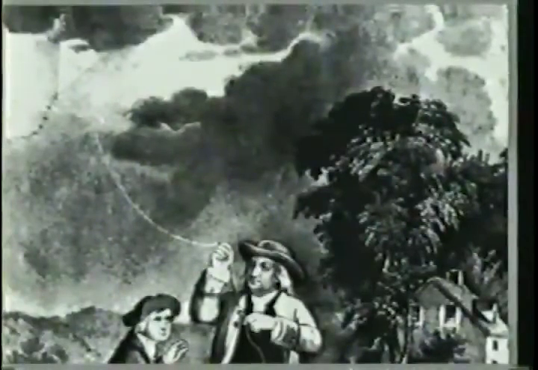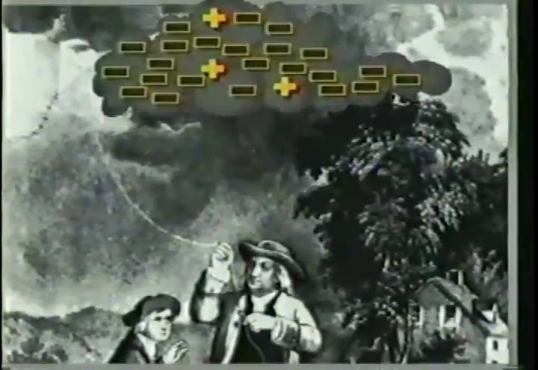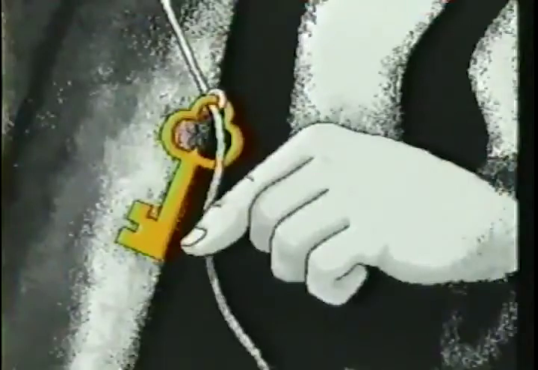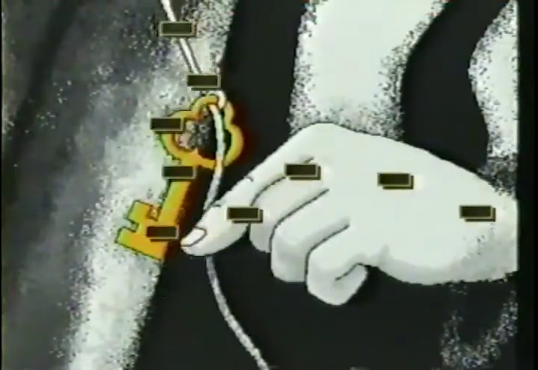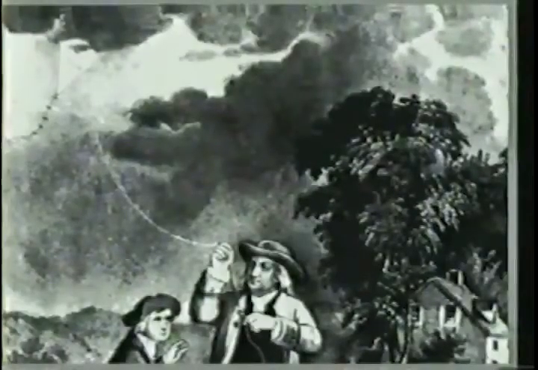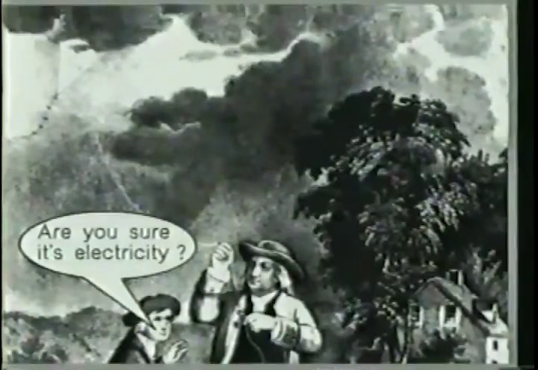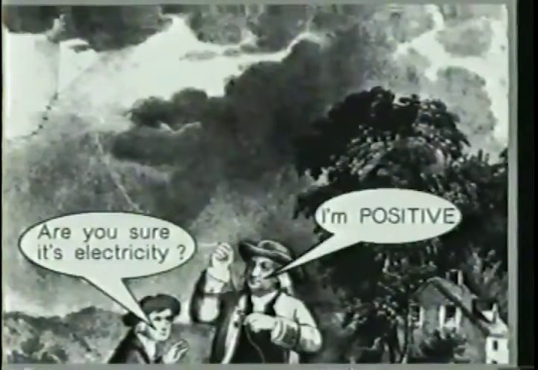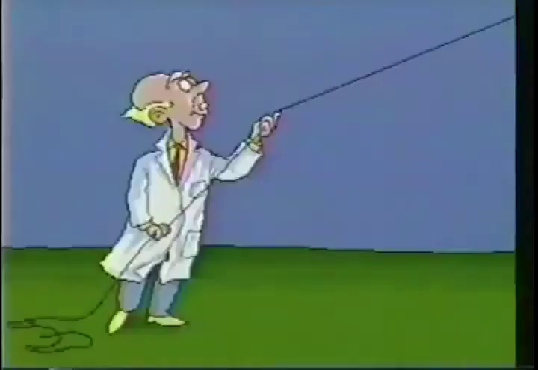By flying a kite in a thunderstorm, Benjamin Franklin was able to demonstrate that clouds carry an electrostatic charge. The fine wire connected to the kite conducted electrons to Franklin below. Franklin hypothesized that the charge moving through the conductor was positive. Electrons had not yet been discovered.